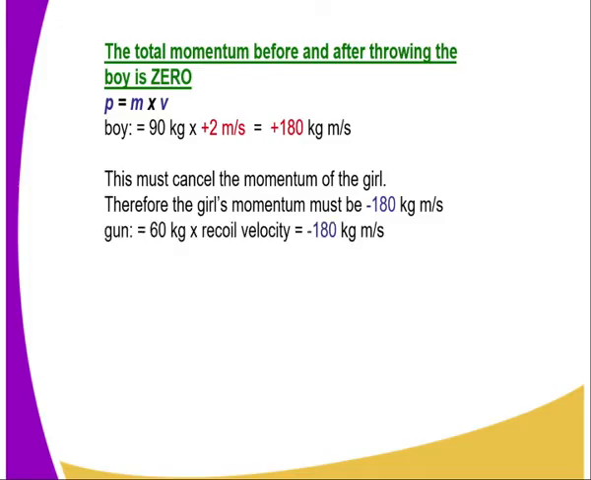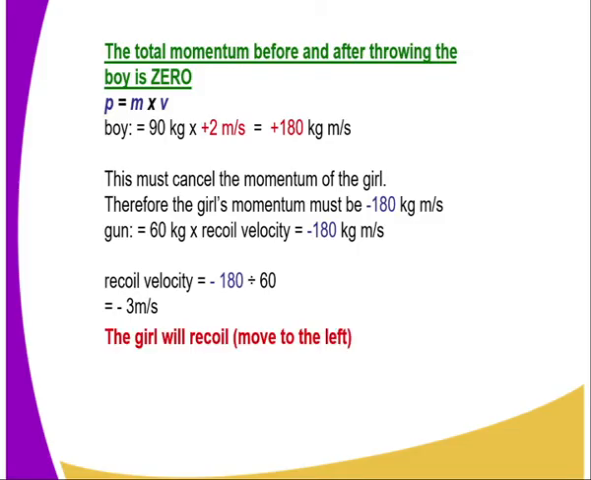So, as in the previous question, you will understand that the recoil velocity must cancel out the momentum of the boy, which is given by 60 multiplied by the recoil velocity, and it gives us negative 180 kilogram meters per second. Therefore the recoil velocity will be 180 divided by 60, which gives us 3 meters per second. So the girl will recoil or move to the left at a velocity of 3 meters per second.